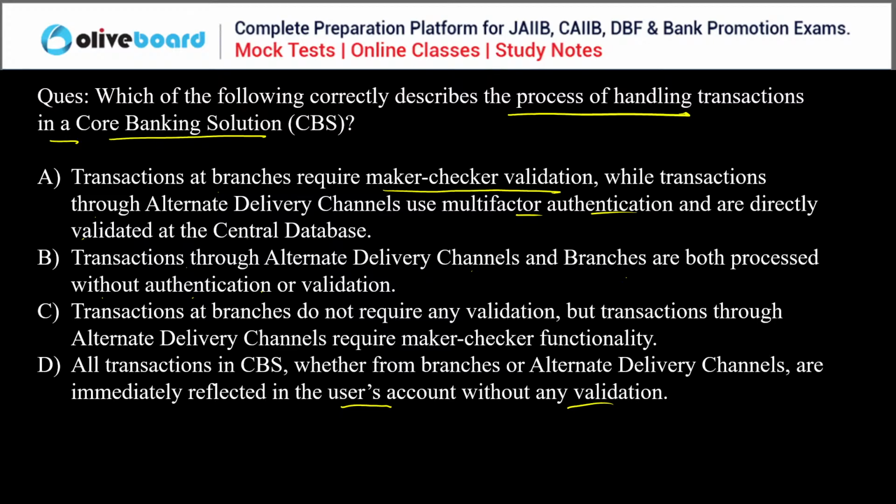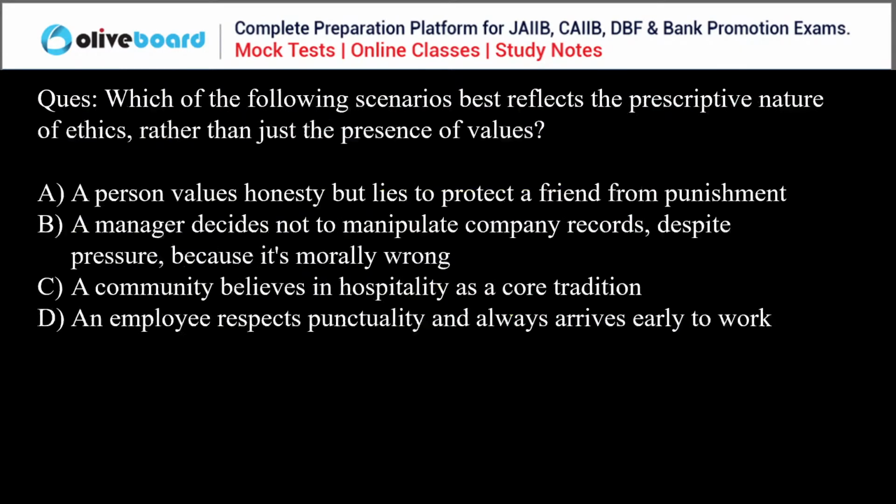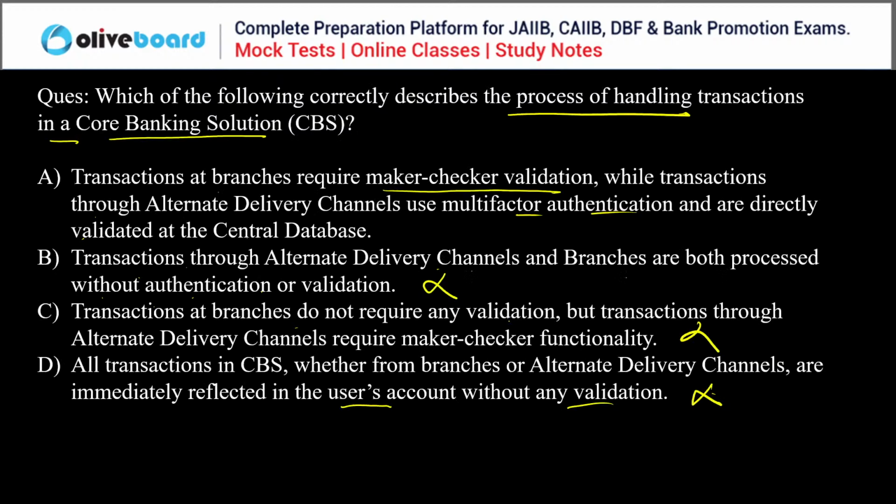Very simple question. See, D is saying that everything is reflected in the user account without any validation, which is wrong. Now, when we are talking about transactions at the branches not requiring any validation, that is also false. They require validation. Transactions through alternate delivery channels being processed without authentication, false. B, C, and D are obviously wrong statements, because one of them says that it does not require validation. Every transaction requires validation, right? So obviously A is the correct answer.